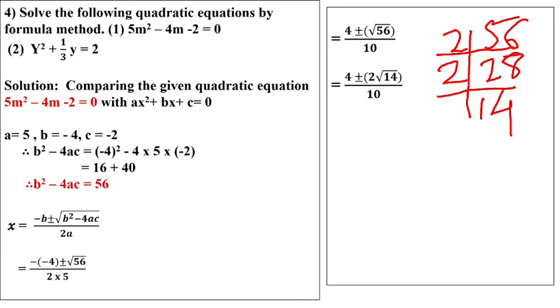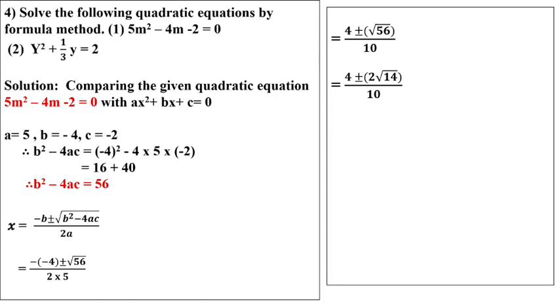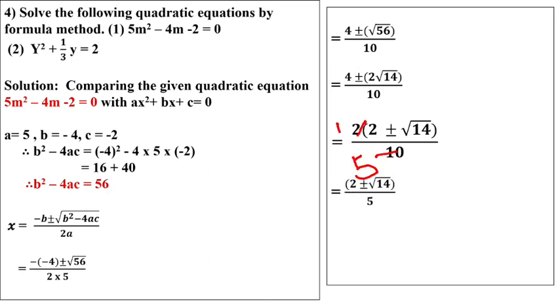So here we get, what is common between 4 and 2 under root 14? 2 is common. So in table of 2, 4 is coming 2 times, plus minus 2 is already out, became root 14 upon 10. 2 1 is 2, 2 5 is 10. Here we get 2 plus minus under root 14 upon 5. So one will write in the positive, one in negative. So x value is 2 plus under root 14 upon 5 or x equal to 2 minus under root 14 upon 5.